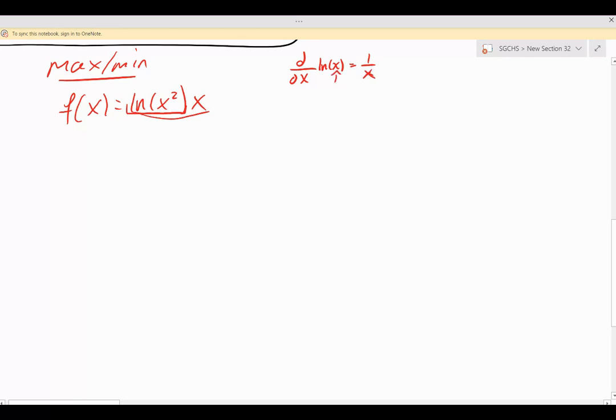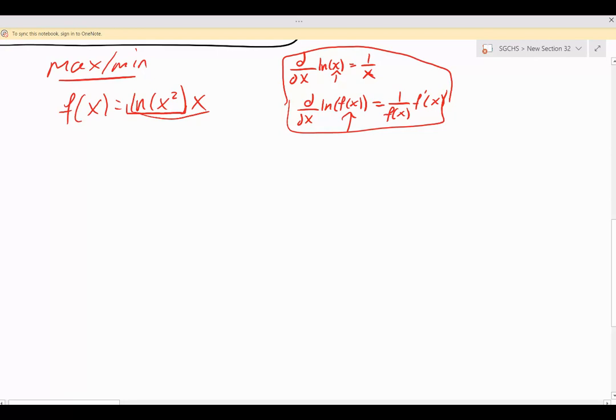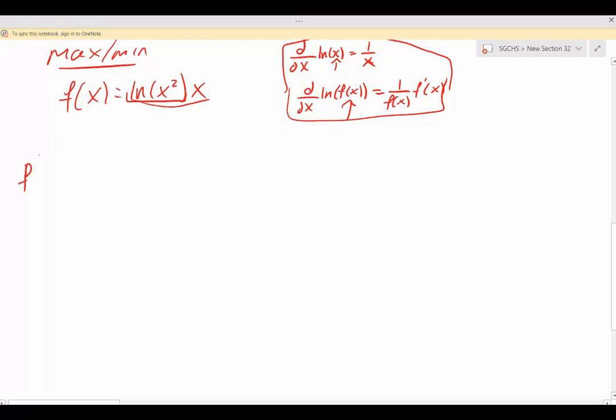Now, if you have something inside there, you're going to have to apply the chain rule. So let's say we have a function inside there. We will have to put this on the bottom. So the derivative is 1 over f(x) times the derivative of f(x). We've just applied the chain rule to a natural log function with a function inside. So let's begin. First, let's derive the natural log of x squared. That will be 1 over x squared times 2x. 2x is the derivative of x squared, and this is because of that natural log.